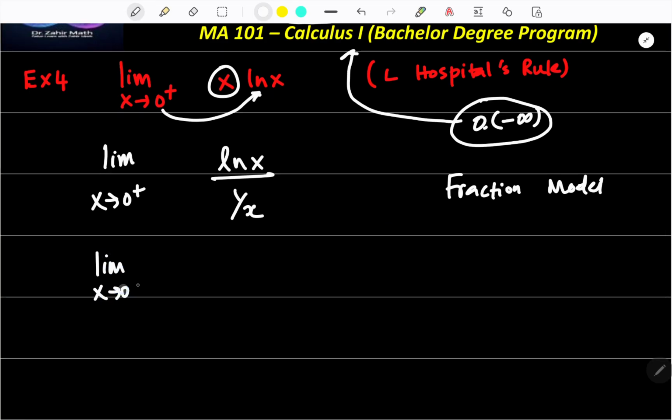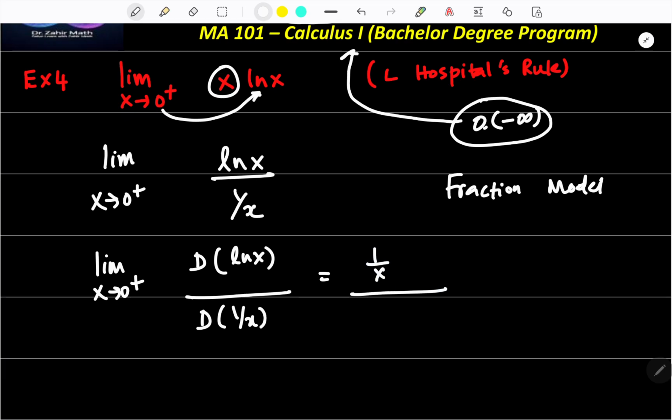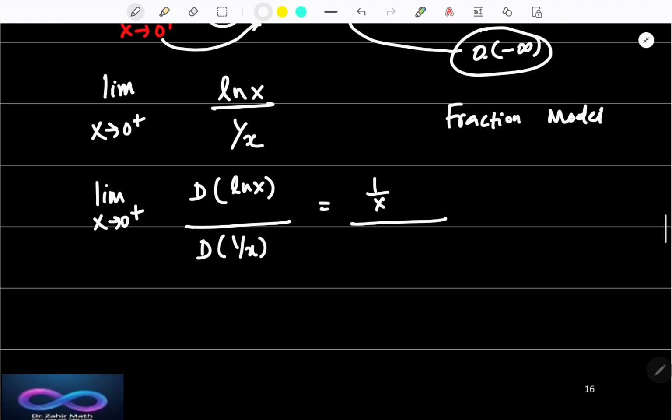What is the rule? Numerator differentiation separate and denominator differentiation separate. What is the differential of ln x? 1 by x. What is the differential of 1 by x? Minus 1 by x square. Clear everybody? Now this equals 1 by x, flip it, minus I take it out, x square divided by 1. So you're going to get the answer: minus x. Clear? Minus x.